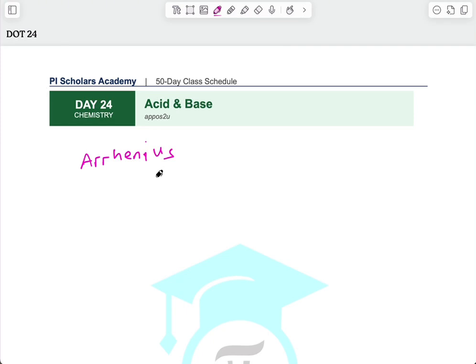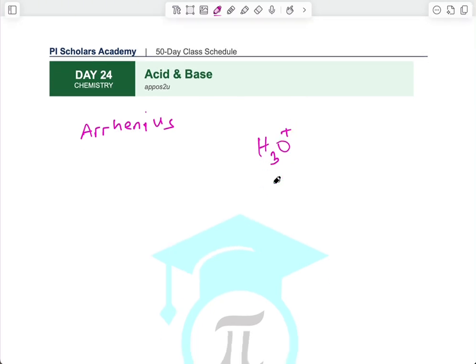And what did this guy define acid as? It says that acids are substances that produce hydroxonium ions when they are dissolved in water. So this is what this definition is talking about. It's saying that whenever you take a substance and dissolve it in water, one of the ions that it will produce, the positive ion, is going to be the hydroxonium ion. And this is the Arrhenius definition of acid. Any substance that dissolves in water to produce hydroxonium ion as its positive ion.